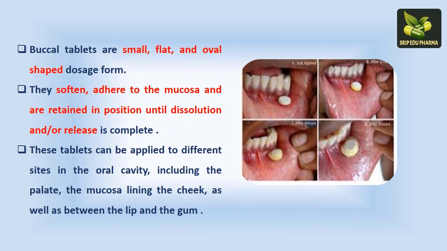Discussing the buccal tablets, we all know that buccal tablets are small, flat and oval shaped dosage forms, and unlike conventional tablets, buccal mucoadhesive tablets allow drinking and speaking for the patient without major discomfort. When they adhere to the mucosa of the oral cavity, they get softened and remain in position until dissolution or complete release of the drug is achieved. These tablets can be applied to different sites in the oral cavity, including the palate, the mucosa lining of the cheeks, as well as between the lips and the gums. Here from the figure you can see.